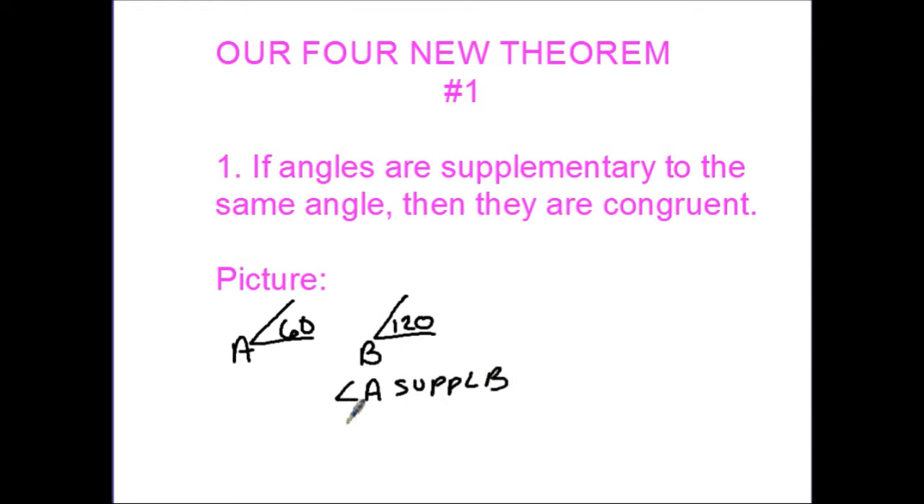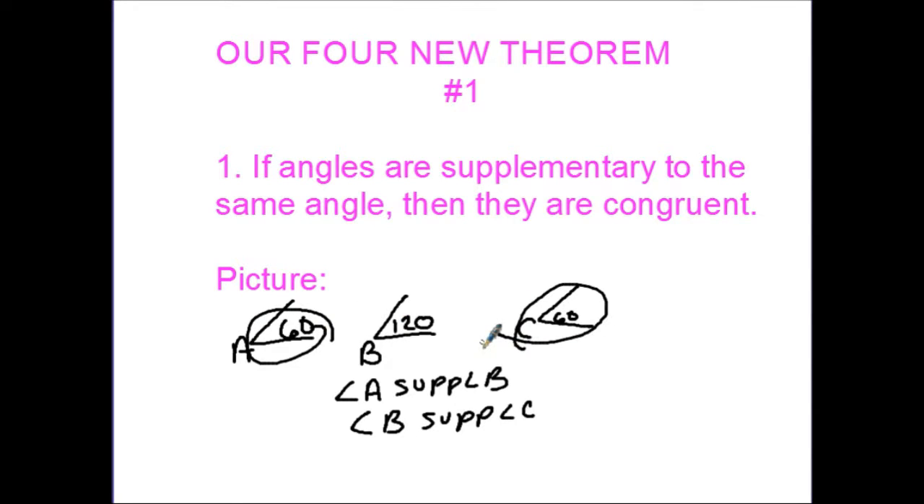Now, let's say that angle B was going to be supplementary to angle C. Well, what would that look like? Let's draw it out. Here's angle C. If C is supplementary to B, what would angle C have to be? Well, it would have to be 60 degrees. Now let's look at angle A and angle C. What do you notice about them? They have the same measure. So angle A would end up being congruent to angle C.